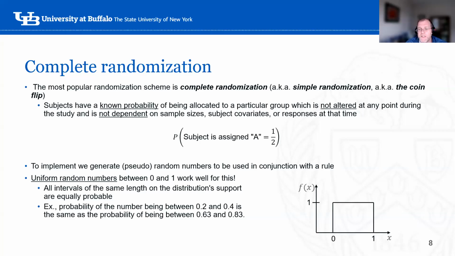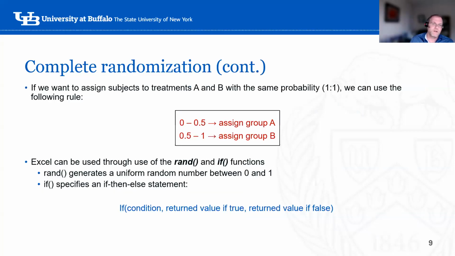A uniform random number is a number between 0 and 1, where the probability of a number between any two lengths is the same. What I mean by that is the probability that my uniform random number is between 0.2 and 0.4, well, the difference between those 2 numbers is 0.2. That's also the probability of that happening. And that will be the same as the probability of observing a number between 0.63 and 0.83, again, because the difference is 0.2.